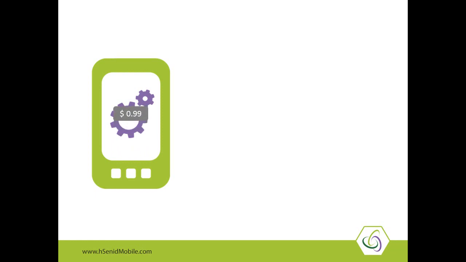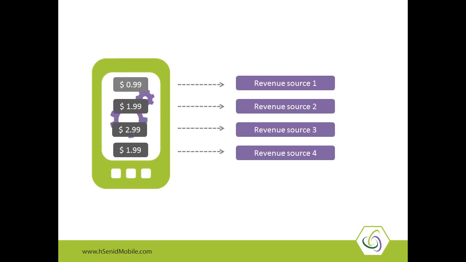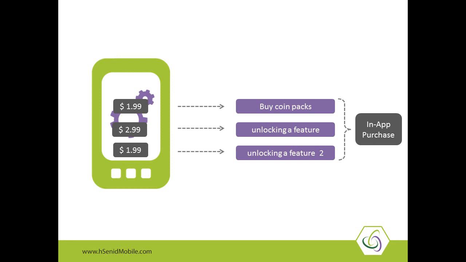The in-app purchase API gives you the ability to set price points for different items, services, and features that you offer inside your application. For example, it can be used to buy coin packs inside a game or to unlock a certain feature in your application. So you are able to have multiple sources of revenue in just one application.